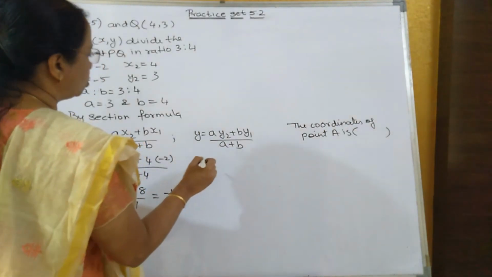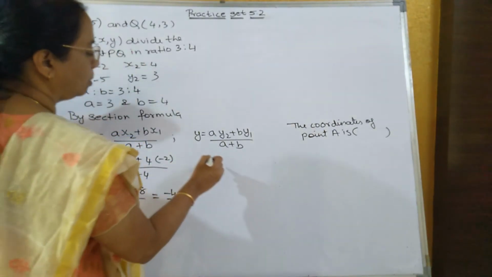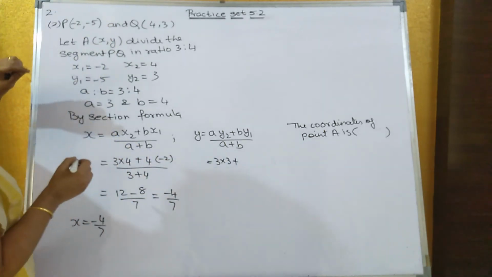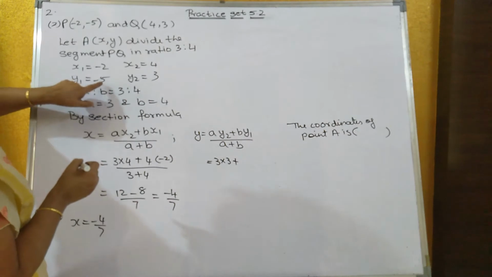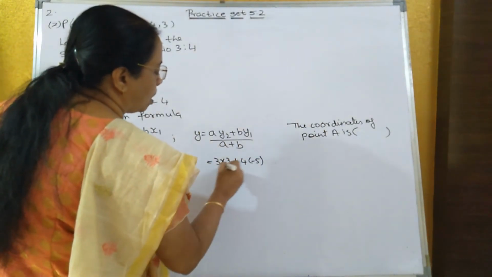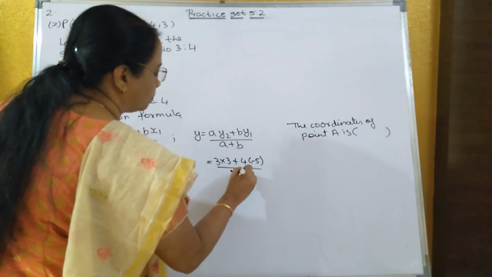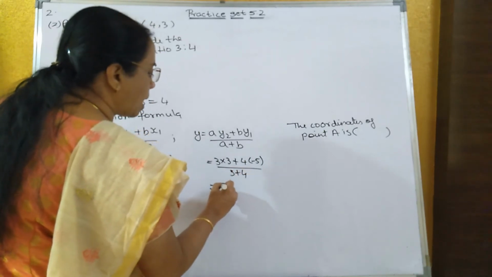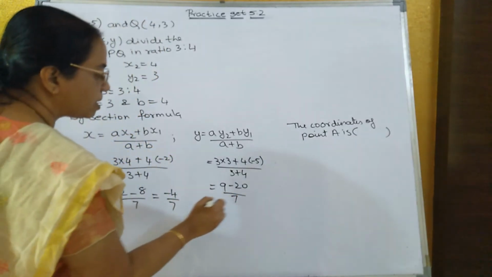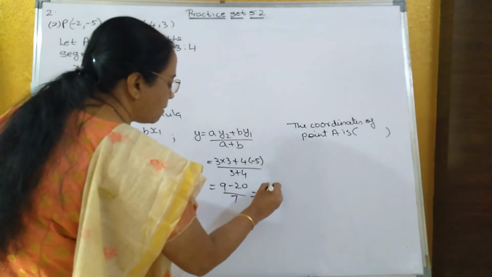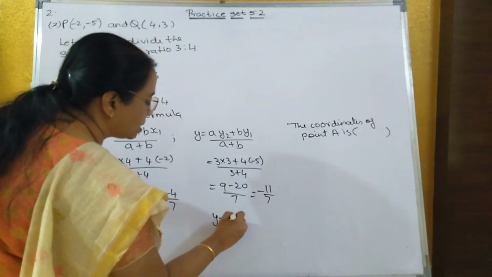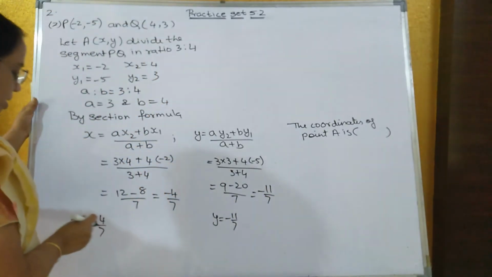Y is equal to 3 into 3 plus 4 into minus 5, 4 into minus 5, upon 3 plus 4. So that is equal to 9 minus 20 upon 4 plus 3, which is 7. That's equal to minus 11 upon 7. So y is equal to minus 11 upon 7. So the answer is what?